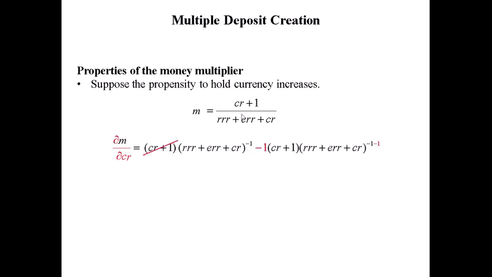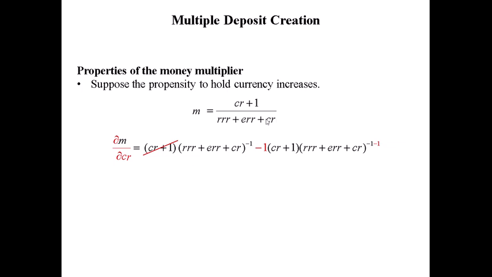Now, suppose we ask a different question. Suppose we say that people decide to hold more currency. Maybe the people themselves fear a run on the banks. They fear a coming crisis. So what we're going to do here is partially differentiate this with respect to the currency ratio. And it shows up here, and it shows up down here.